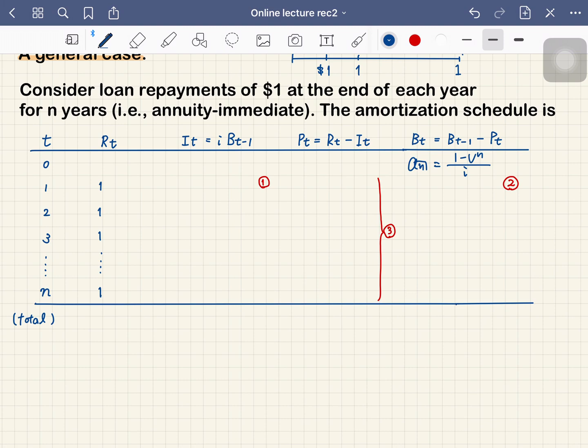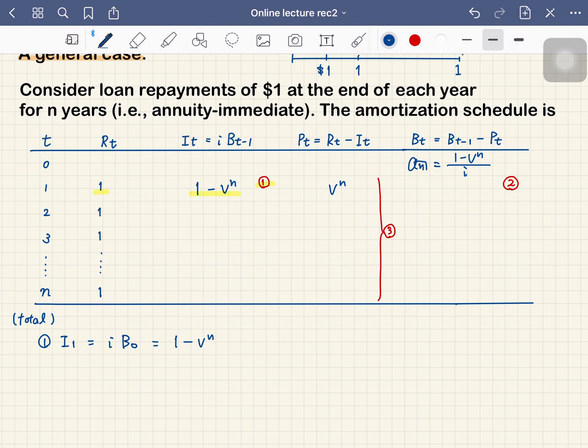I1 here is equal to the interest rate times the balance at time 0. That is 1 minus v^n. So you can fill out here 1 minus v^n. Then what is P1? P1 is 1 minus (1 minus v^n), so this becomes v^n.